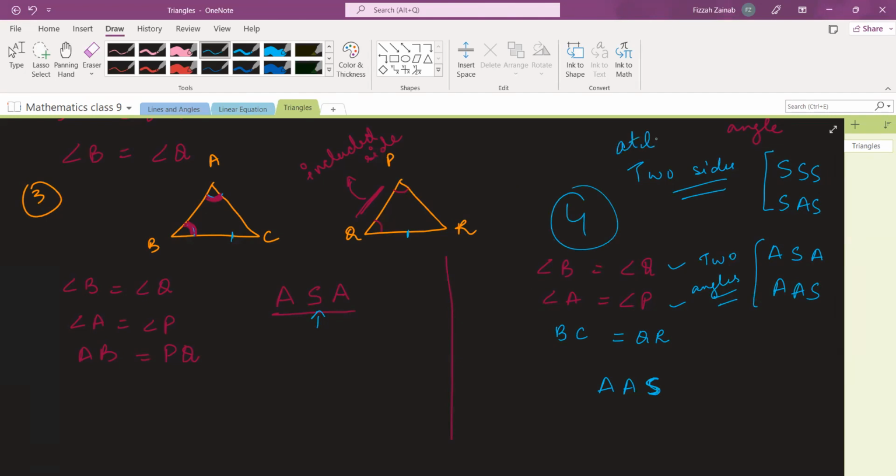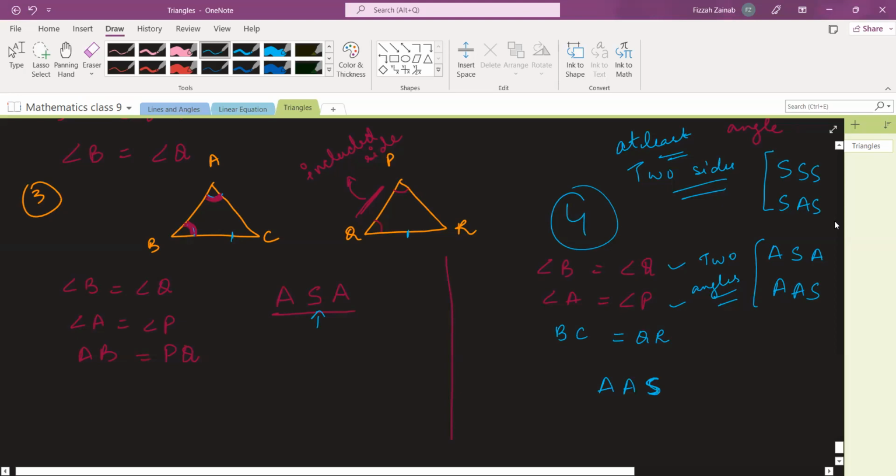At least two sides are there, so it will be either SSS or it will be SAS. So the third can be a side or the third can be an angle. So the included concept is clear. What is included side and what is included angle?